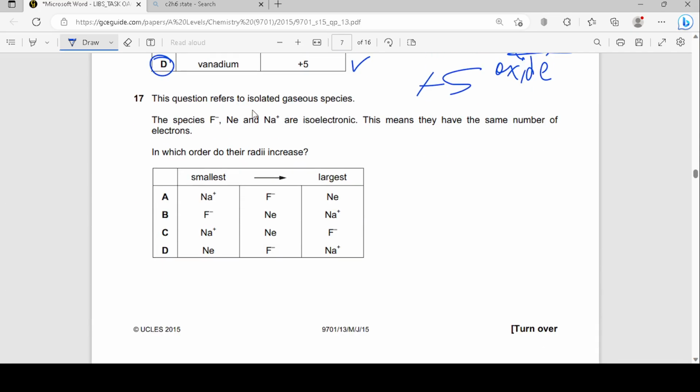Next question. This question refers to isolated gaseous species. Species F-, Ne and Na+ are isoelectronic. This means that they have the same number of electrons. In which order do their radii increase? Okay, so let me think. Let me think.